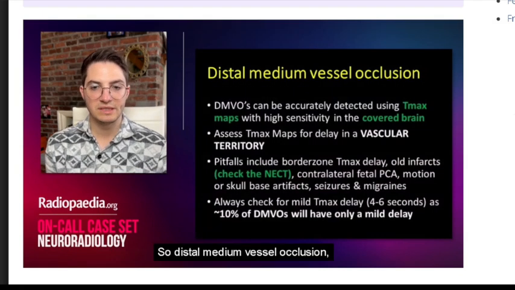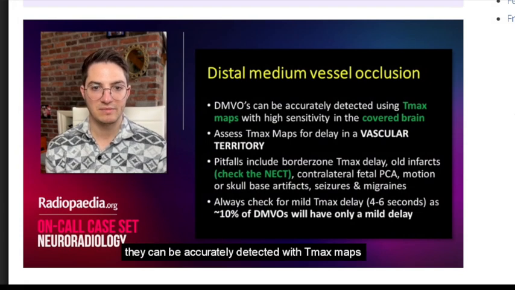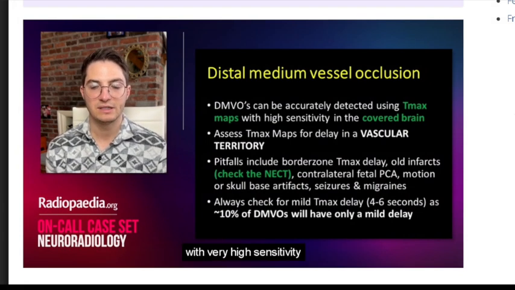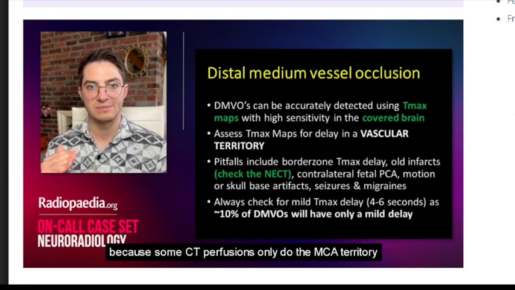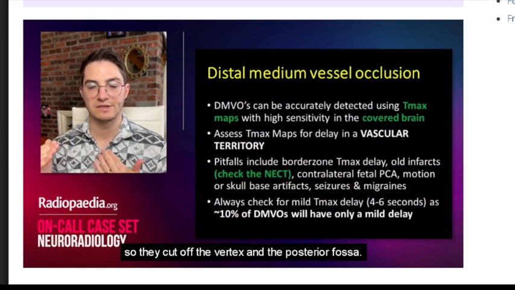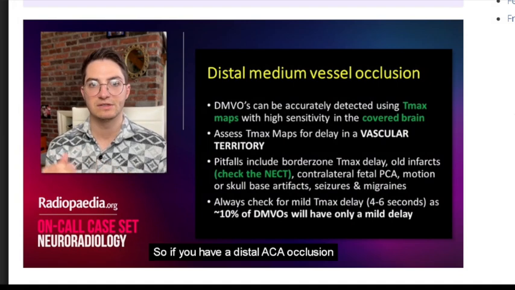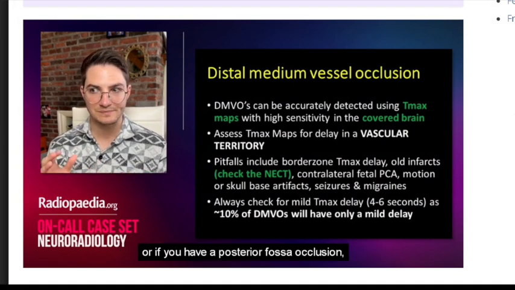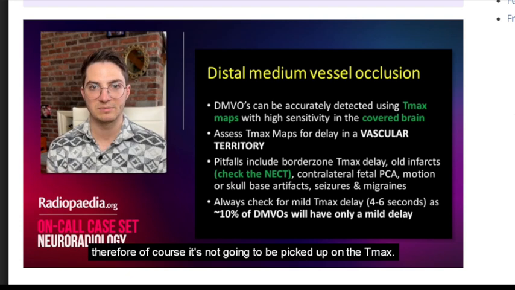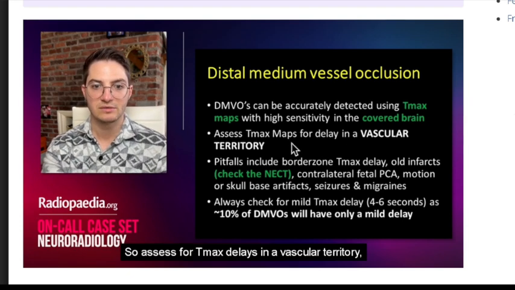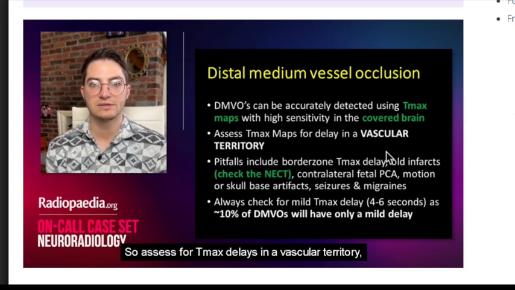So distal medium vessel occlusions can be accurately detected with Tmax maps with very high sensitivity, but only of the covered brain. I emphasize this because some CT perfusions only do the MCA territory, so they cut off the vertex and the posterior fossa. So if you have a distal ACA occlusion, or a posterior fossa occlusion, it might not be included, and therefore, of course, it's not going to be picked up on the Tmax. So assess for Tmax delays in a vascular territory.